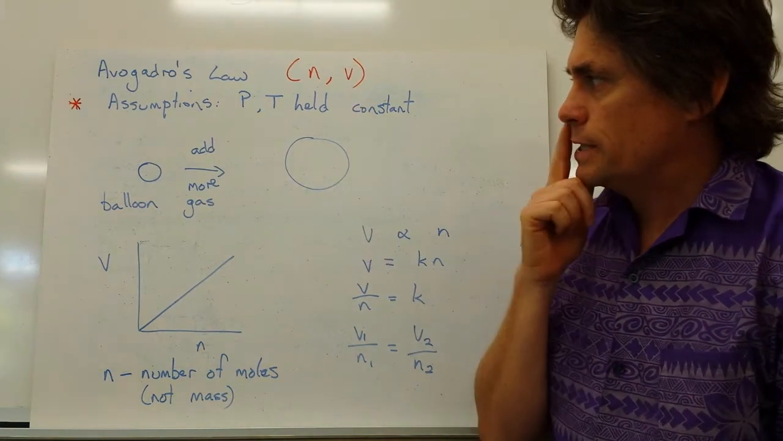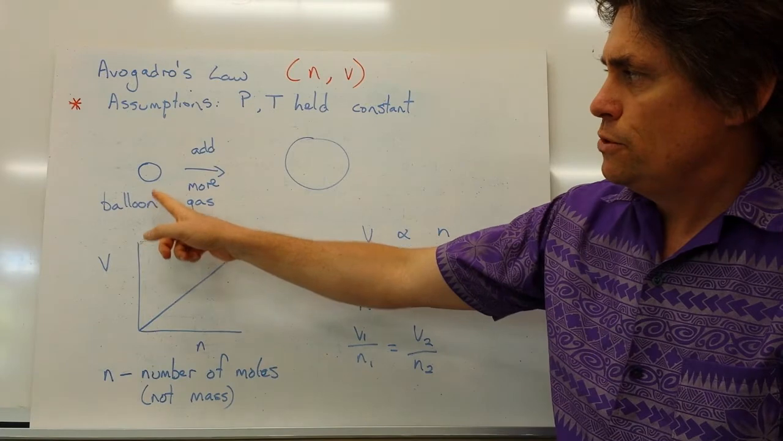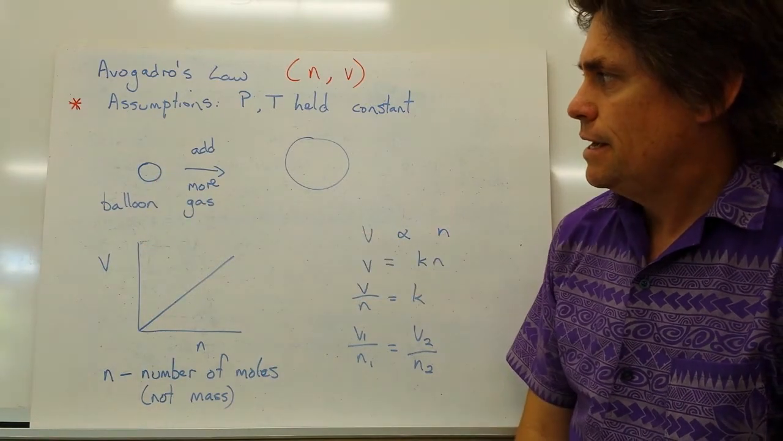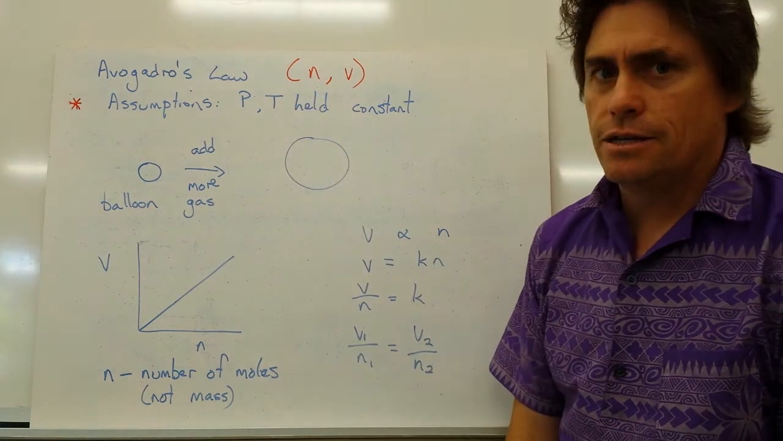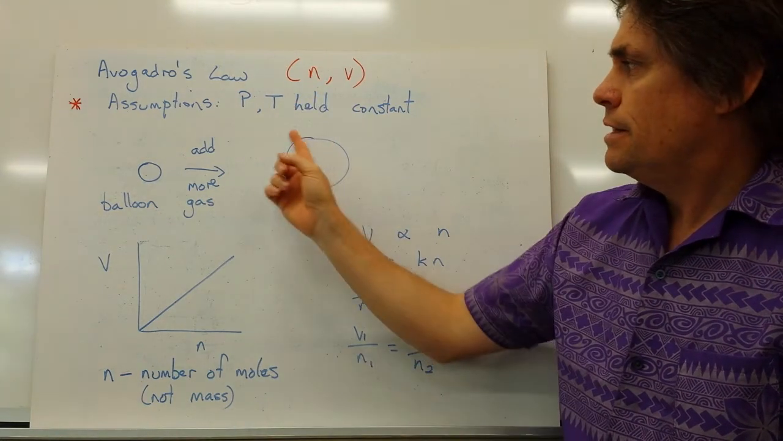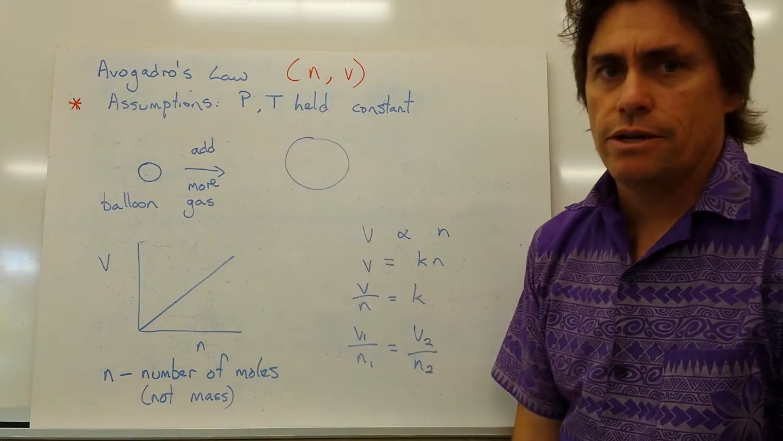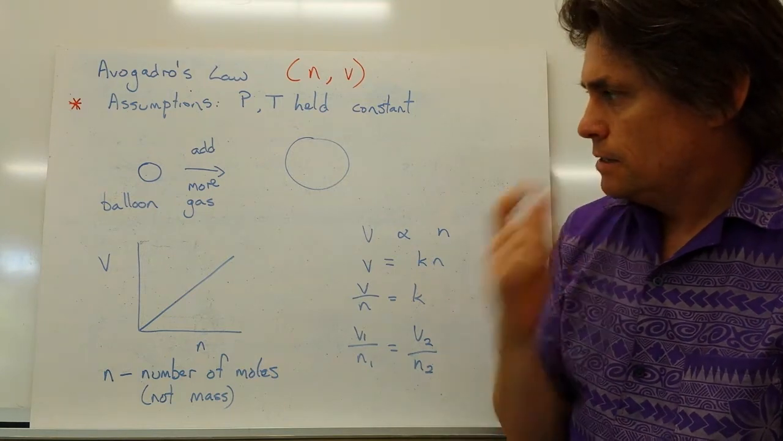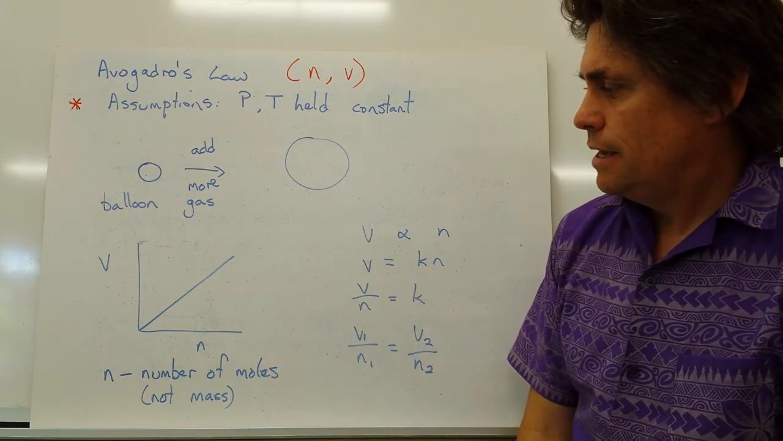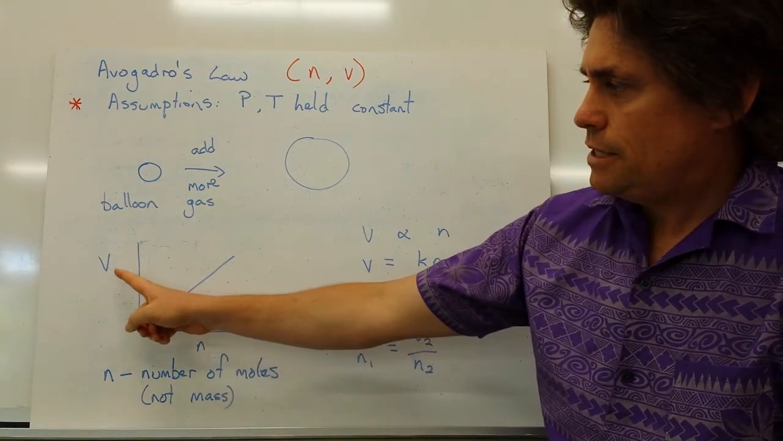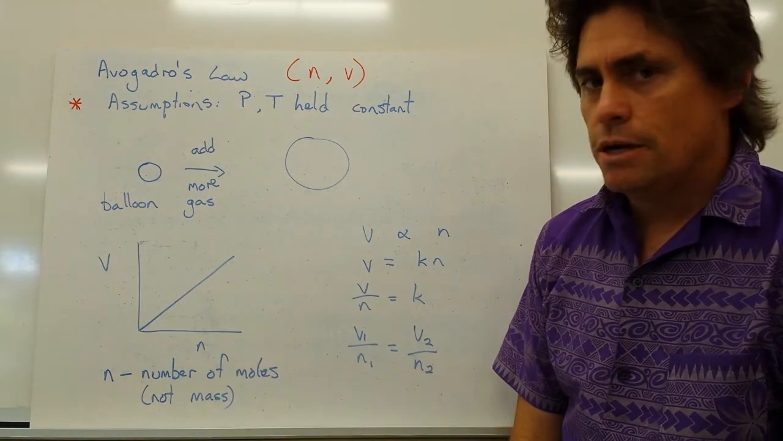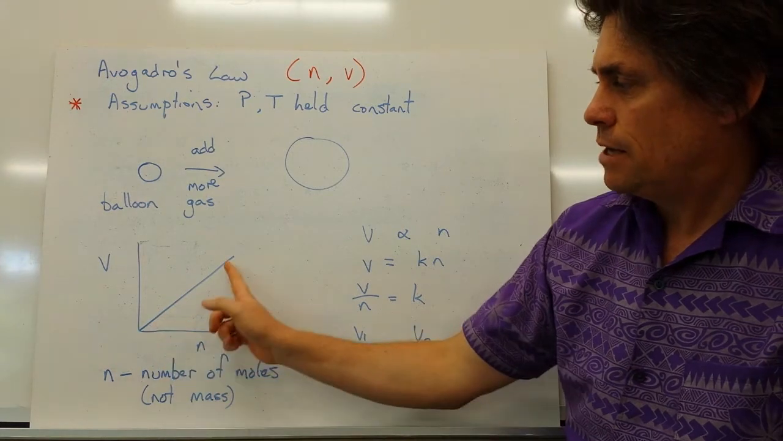So let's do a little thought experiment. We have a balloon that is not inflated. If we add more gas to it, in other words, we add more particles to it, the volume of the balloon will increase. So if we were to do an experiment on this, and we were to measure the increase in the number of particles and measure the increase in volume, we'd find that we have this type of relationship.